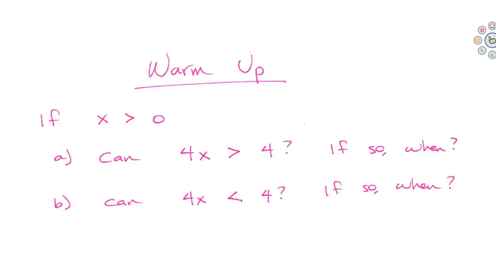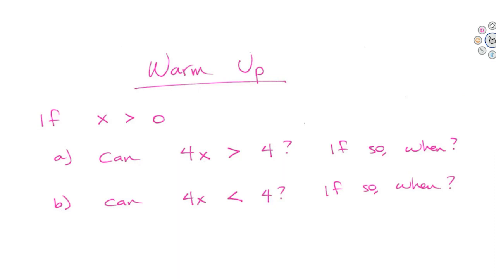So the first thing we'll do is this question. If x is greater than 0, can 4x be bigger than 4? And if so, when does that happen? And the second question is, can 4x be less than 4? If so, when does that happen? Pause the video and discuss this in groups of 2s or 3s or 4s with those around you. Ready, set, go.